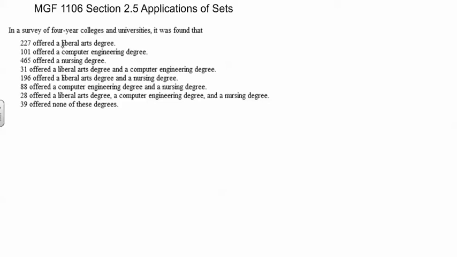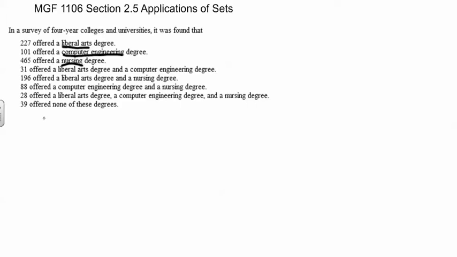And it appears that there are three different types of degrees: liberal arts, computer engineering, and nursing. Therefore, when we construct our Venn diagram to help us answer the following questions, we're going to need the Venn diagram with three subsets, which has 8 different regions.